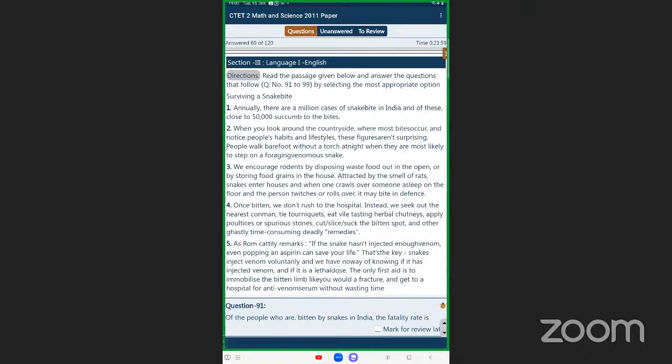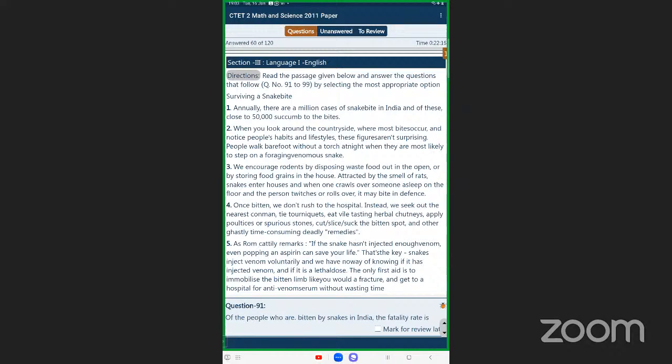We encourage rodents by disposing waste food out in the open or by storing food grains in the house. Attracted by the smell of the rats, snakes enter the house, and when one crawls over someone asleep on the floor and the person twists or rolls over, it may bite in defense.